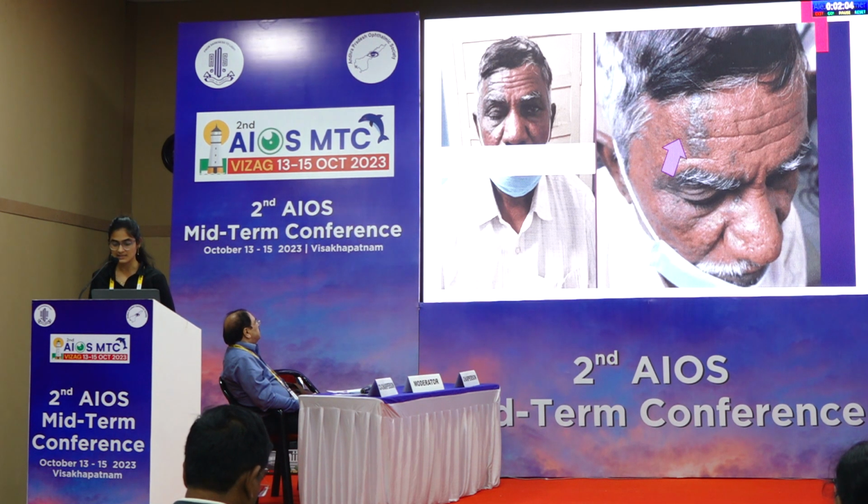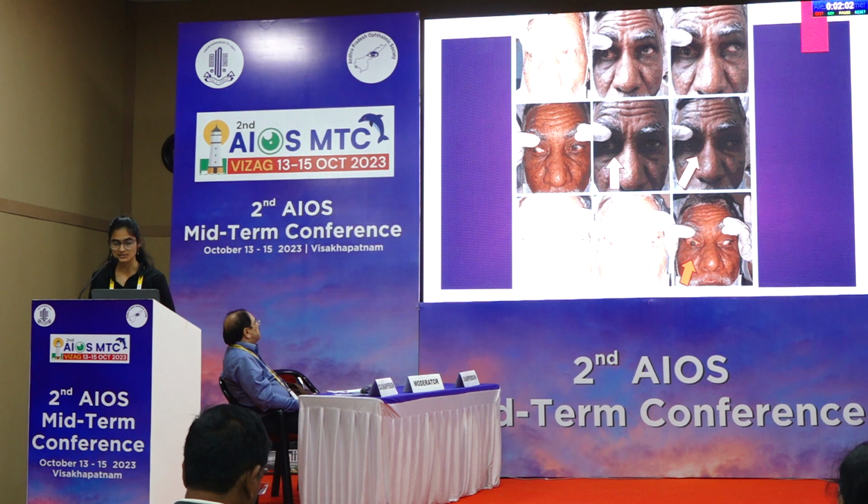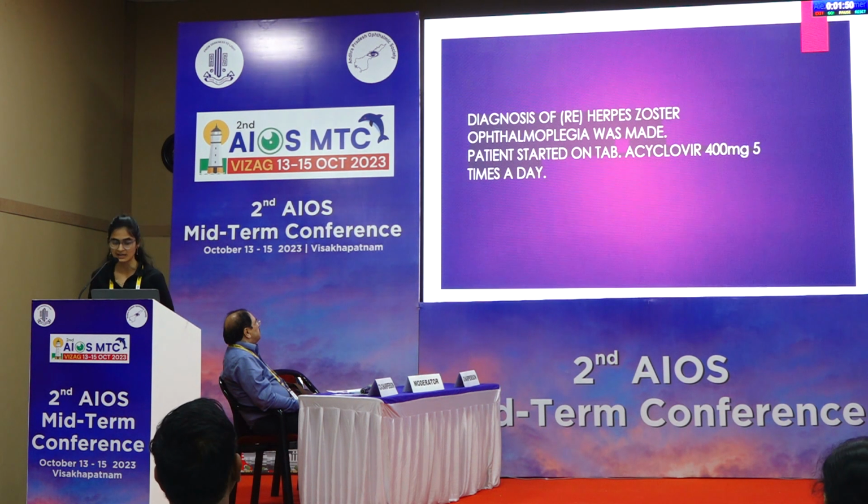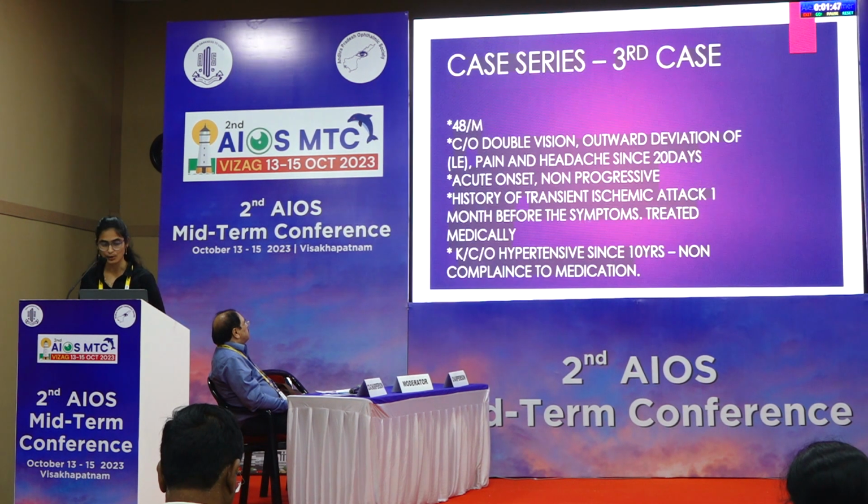These are the vesicular lesions present on the forehead of the patient, and this is a 9-gaze picture showing the exotropia in the primary gaze and limitation of movements in the right eye. Diagnosis of right eye herpes zoster ophthalmoplegia was made, and the patient was started on tablet acyclovir 400 mg 5 times a day, and the patient was lost to follow-up.